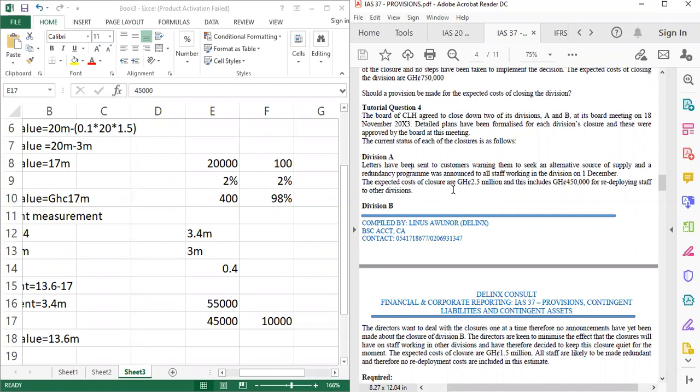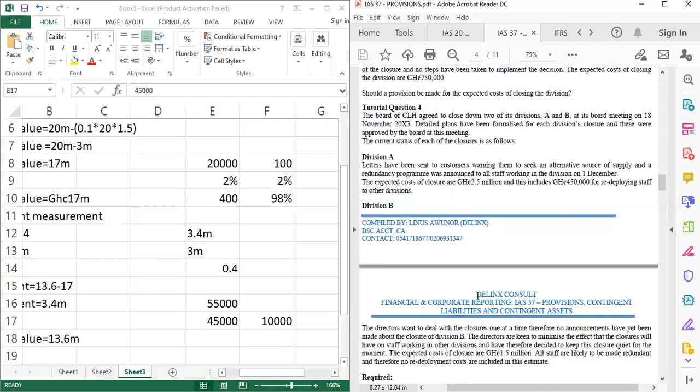But you can see that they have given warnings to customers that this division is going to be closed, so they should look for an alternative source of supply. And they have also announced the redundancy program for all the staff working there. It means that they are going to be redundant, or they are going to close down that division. Therefore, they can make provision for it because they have a formal plan. They have made announcements that they are going to start implementing, and the people are aware.